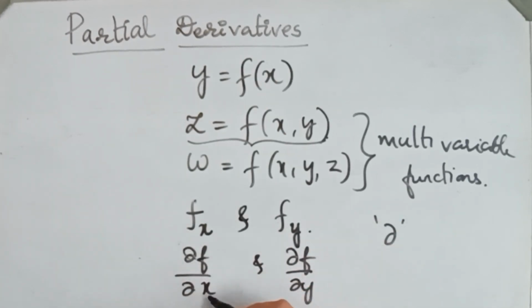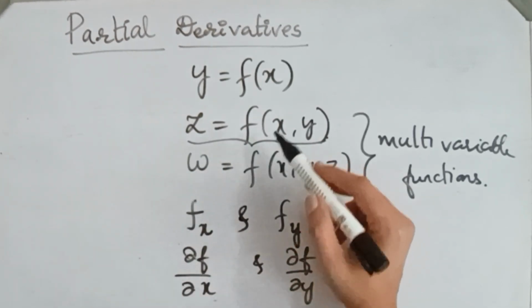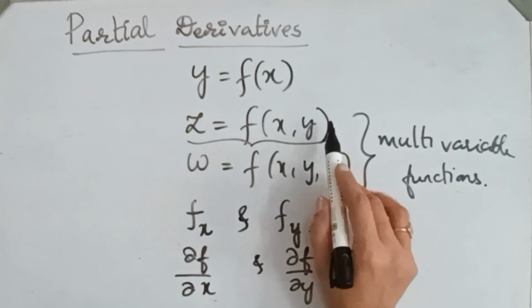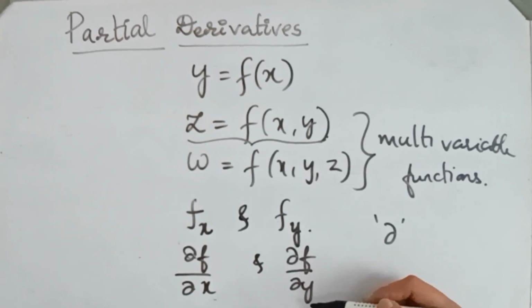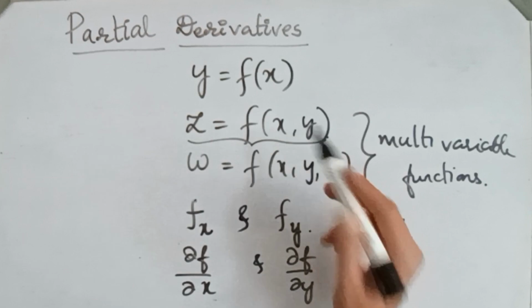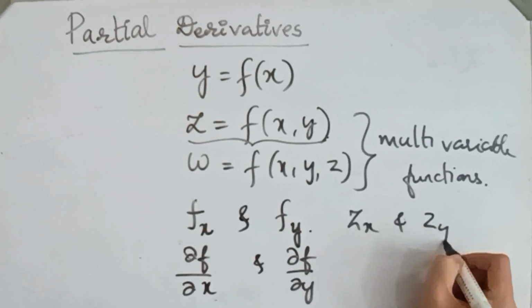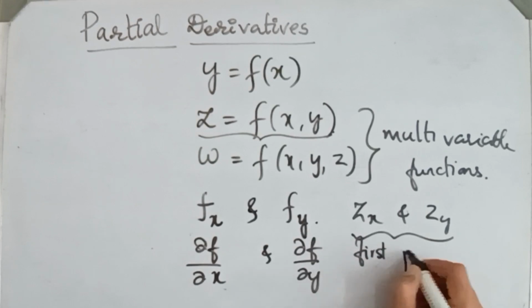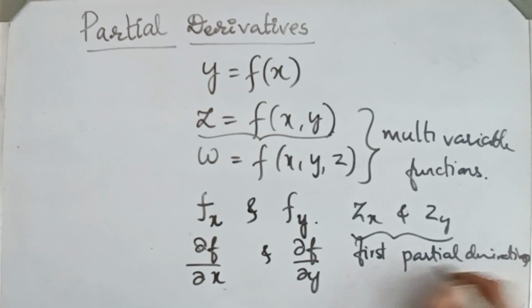Dou f by dou x means the partial derivative of f with respect to x. While differentiating f with respect to x partially, you have to keep y constant. Similarly, this is the partial derivative of f with respect to y. When you are differentiating f with respect to y partially, keep x constant. The same thing can also be represented as zx and zy because the function is z here, and these are called the first partial derivatives of the given function, the first partial derivatives of z.